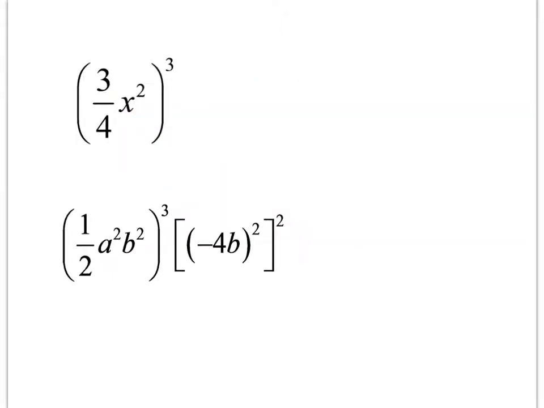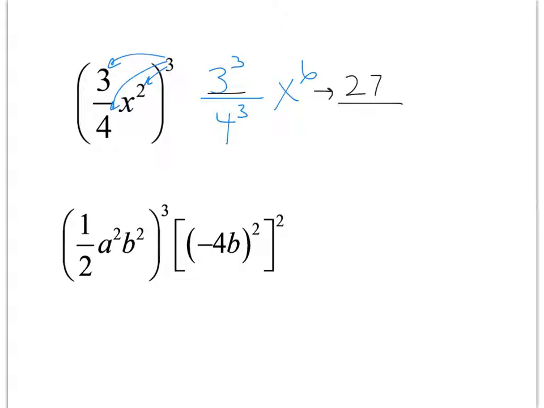Let's simplify the following expressions. So on this first example, remember that 3 gets distributed to everything inside the parentheses. So the numerator, the denominator, and the x squared. So I have 3 cubed over 4 cubed, x to the 6th, and 3 cubed is 27, so this changes to 27. 4 cubed is 64, and x to the 6th goes right on the side.